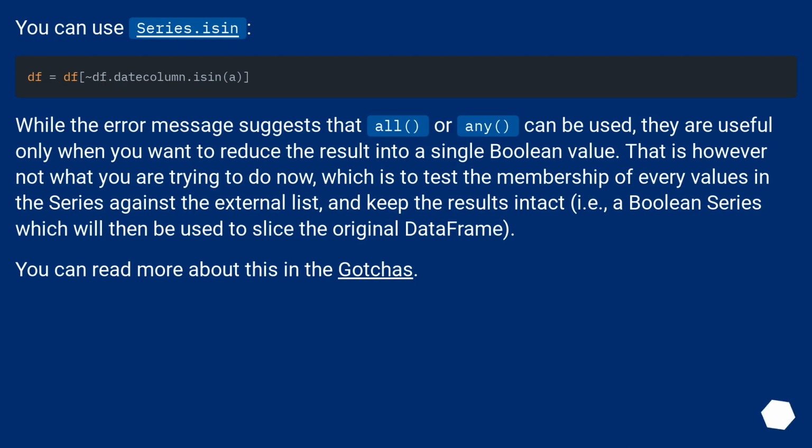You can use Series.isin. While the error message suggests that all or any can be used, they are useful only when you want to reduce the result into a single Boolean value. That is however not what you are trying to do now, which is to test the membership of every value in the series against the external list, and keep the results intact, i.e., a Boolean series which will then be used to slice the original data frame.